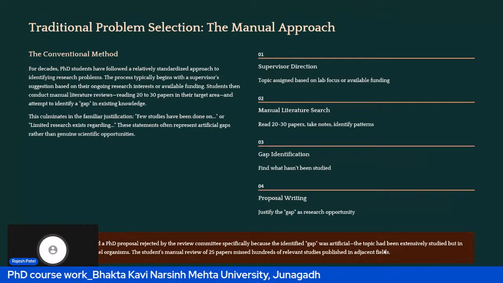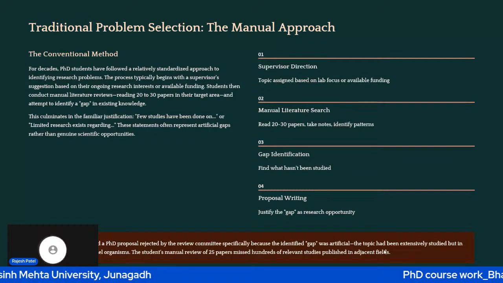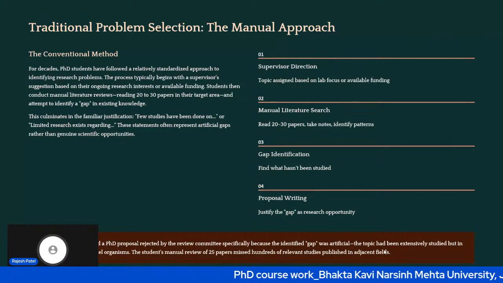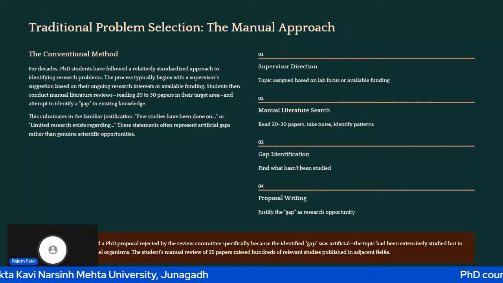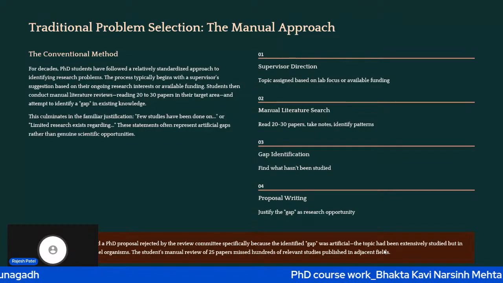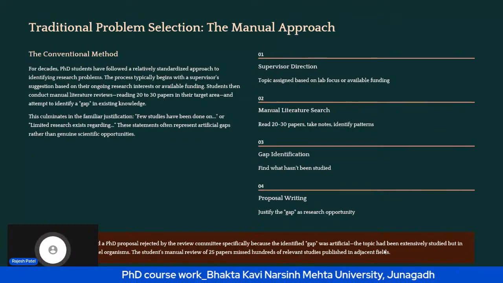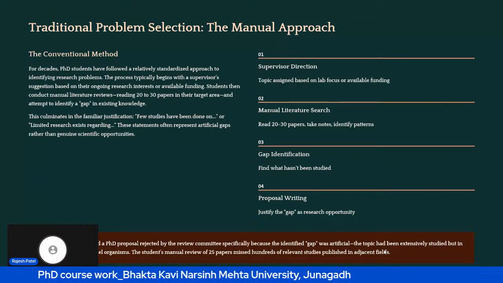Suppose we are taking the manual approach, as we discussed earlier. Normally you go as per the supervisor's direction. You get the topic based upon the lab work you are focusing on. After that, you go for a manual literature search. You read around 20 to 30 papers, take some notes, identify the patterns, and find some gaps. From that, you can find the proposal and write it. So that is the conventional method, in which manual intervention is done.